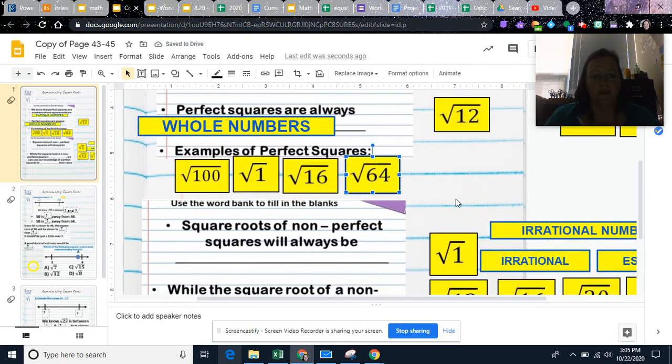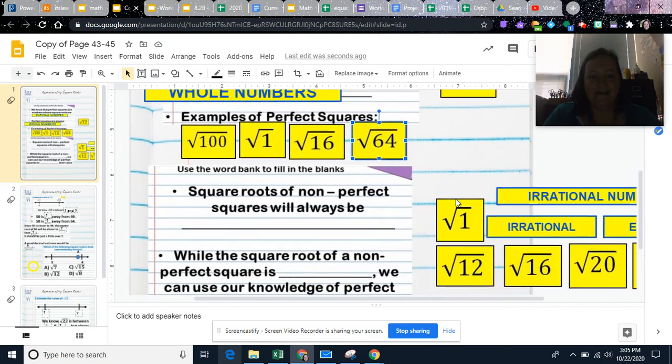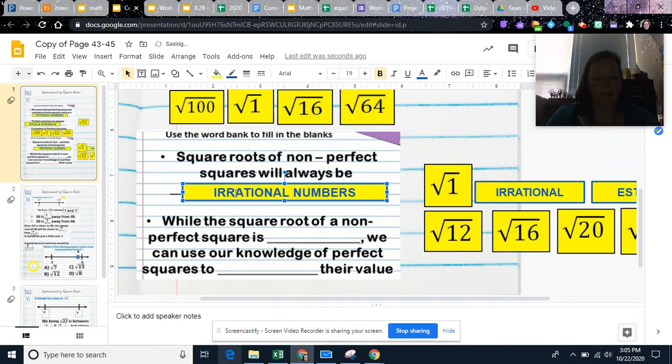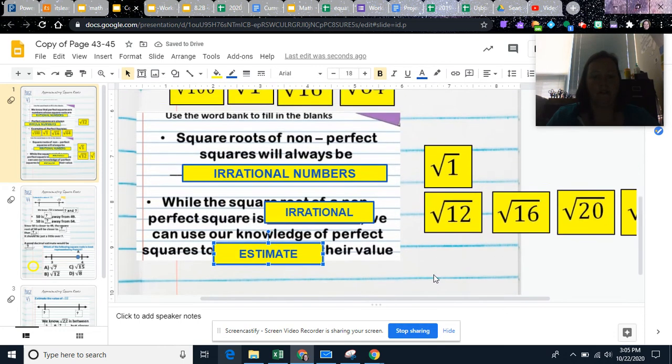So you're going to want to use square root of 100, square root of 1, square root of 16, and square root of 64. Sorry about the bell. And then non-perfect squares are always going to be irrational numbers. While the square root of a non-perfect square is irrational, we can use our knowledge of perfect squares to estimate their value, and that's going to be the approximation.